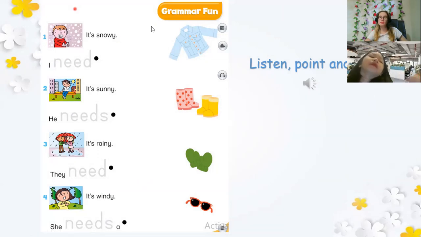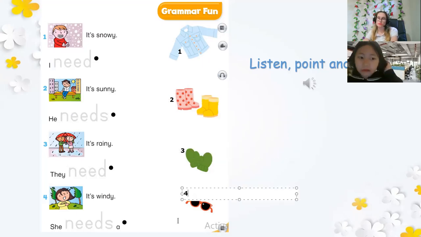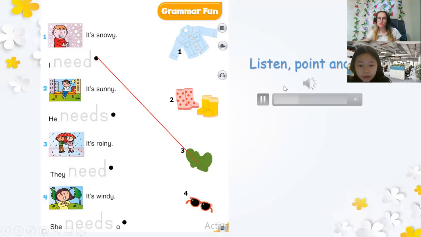Okay, which one is mittens? I need mittens. Which one? It's snowy. I need mittens. Which one? Number three. Good job.